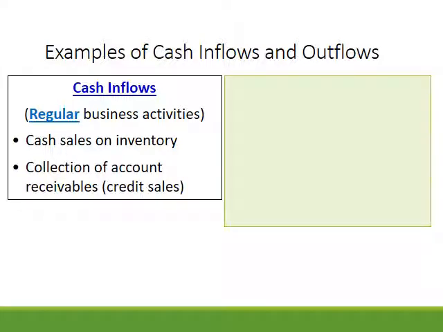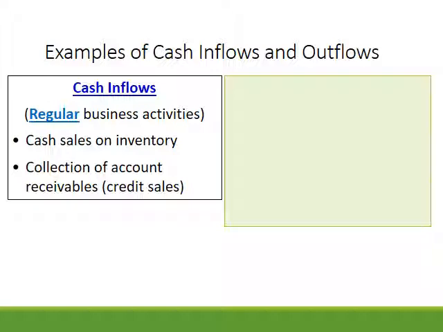Next, collection of accounts receivable. Okay, the credit sales. You perform credit sales and 30 days down the road, you collect the money back from accounts receivable. This is part of the regular business activity. So some businesses would choose to have cash sales, some would have accounts receivable. It all depends on how the business management decides to run.